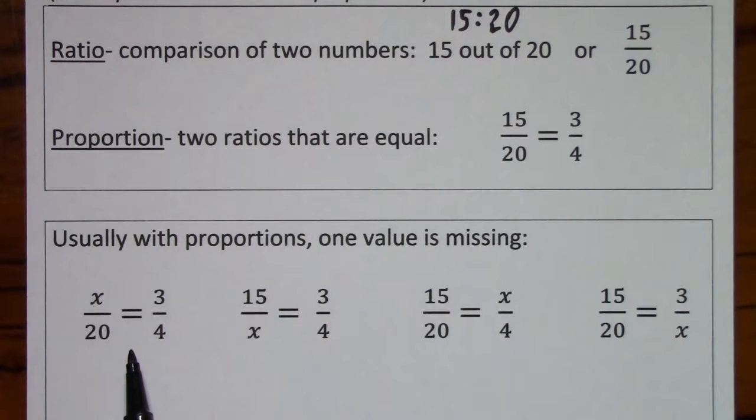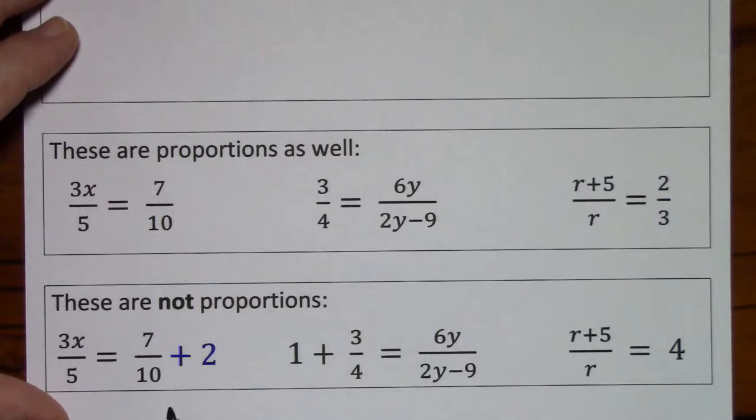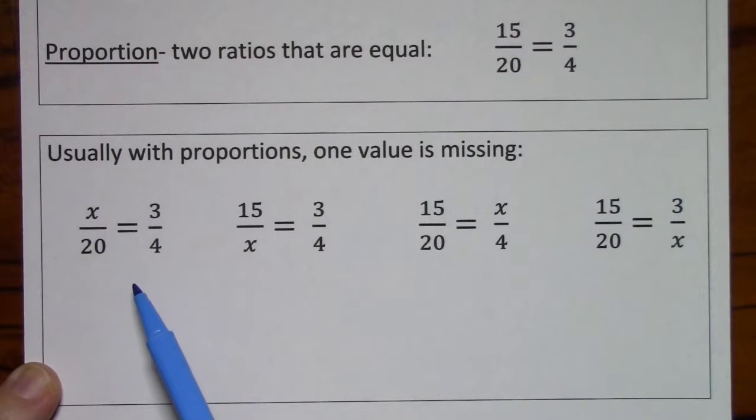Most textbooks say to use what's called cross products. They have you multiply diagonally across the equal sign. I do not advocate that approach. If you'd like to use it, that's fine. It does work, so long as you're only given a fraction equals a fraction. As soon as they say +2 or 1 plus, you cannot use that approach. Using cross products is the method that involves the least amount of thinking, but it's not necessarily the method that involves the least amount of work.